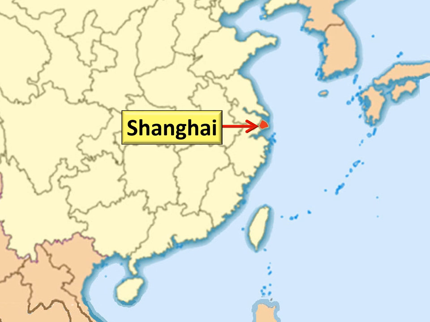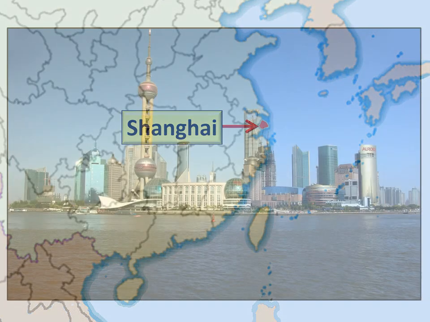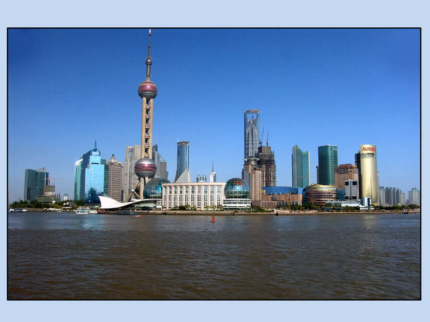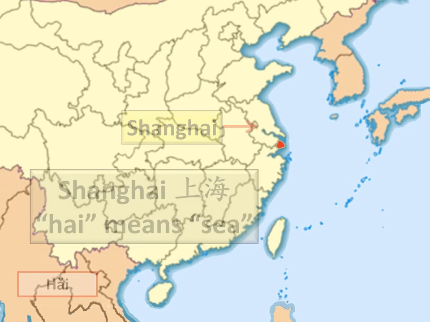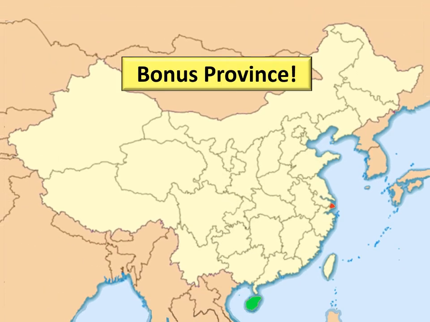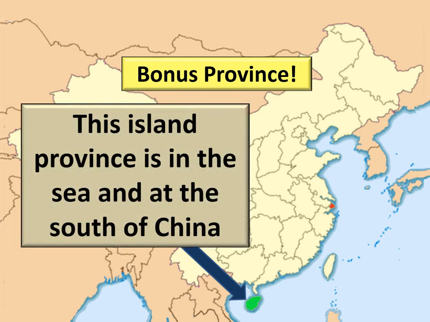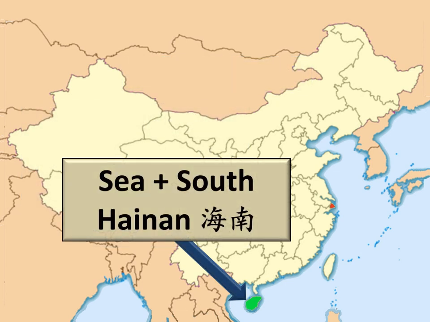24 million people. Just imagine. In comparison, New York has only 9 million. Shanghai is the financial capital of China and sits right on China's east coast. Hai means sea. Shanghai means on the sea. Now a bonus province. This province is an island located off the south coast of the Chinese mainland. Its name combines the word for sea, Hai, with the name for south, Nan. The name of this island province is Hainan.